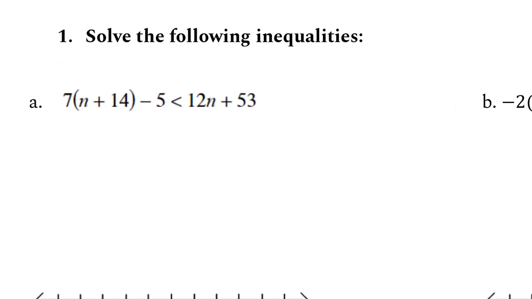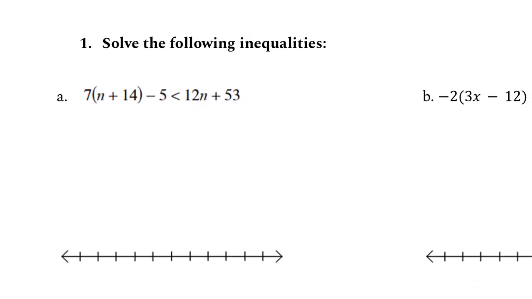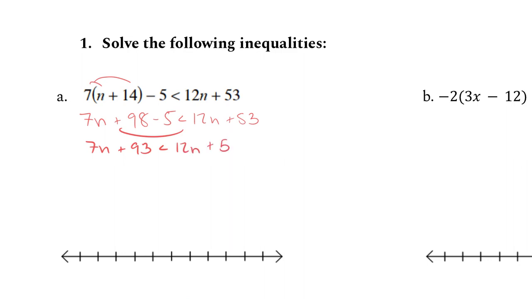Okay, so these first couple, we're just solving and graphing the following inequalities. So here for the first one, just distribute. So 7n plus, well, I don't have my calculator. Let me get that out real quick. 7 times 14 is going to be 98 minus 5 is less than 12n plus 53. Cool. Now let's go ahead and combine like terms. So we'll get 7n plus 93 is less than 12n plus 53.